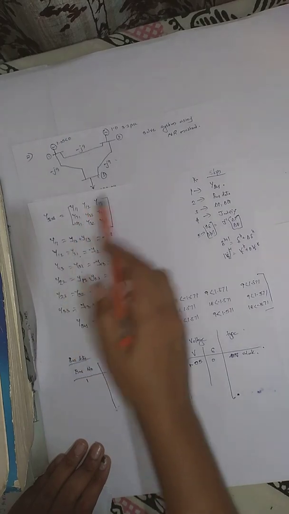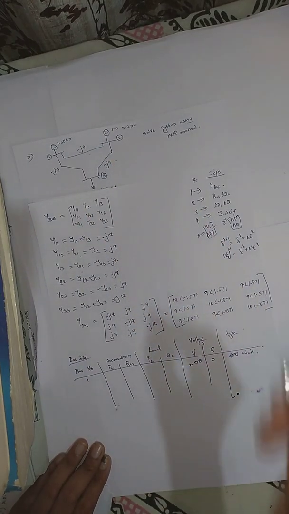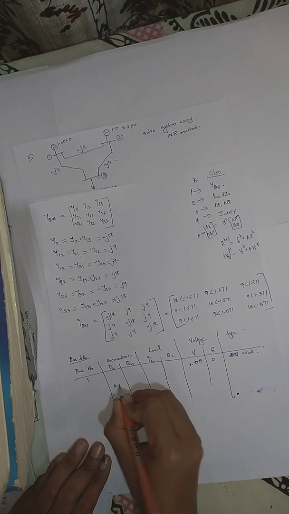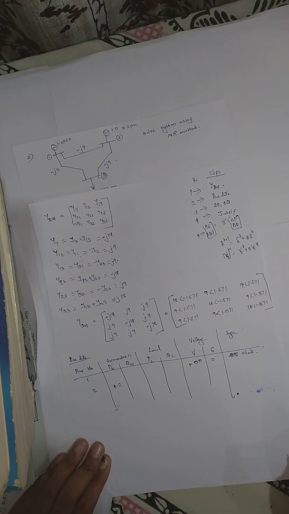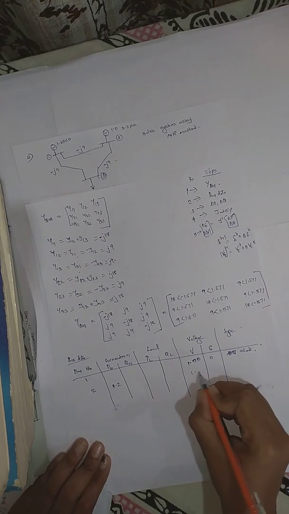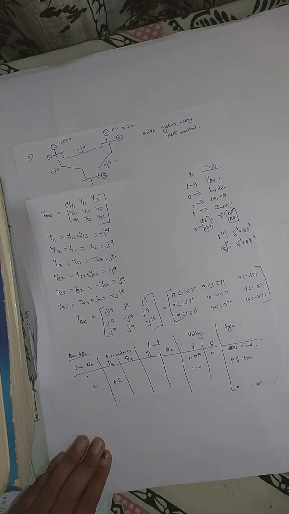And next, what is the second bus? For the second bus they have given 3.2 per unit, and a generator is there. So I am taking it as 3.2 per unit. My bus is 2, the generator is there, and they have given the value 1. So I can take it as a PV bus.